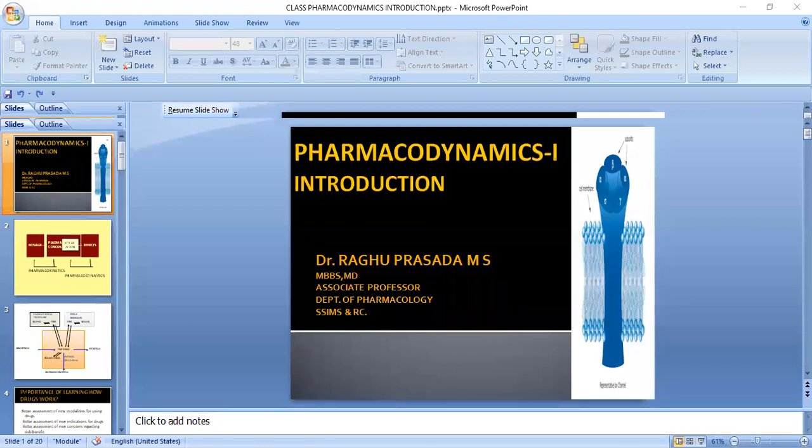In the same way, the efficacy is the topper of the class. Among the second year BDS students, the person who has scored the maximum marks will be the most efficacious of the class, the topper of the class. So efficacy is, once binding to the receptor, what is the maximal effect the drug can elicit? What is the maximal effect the drug can produce?